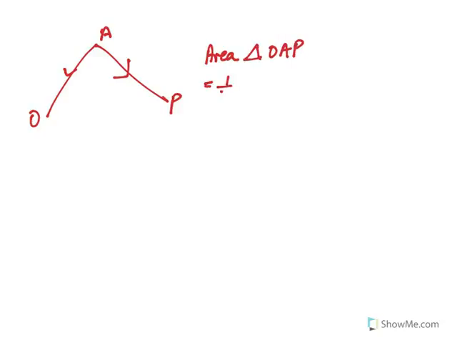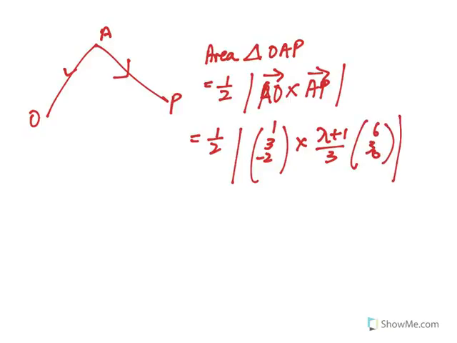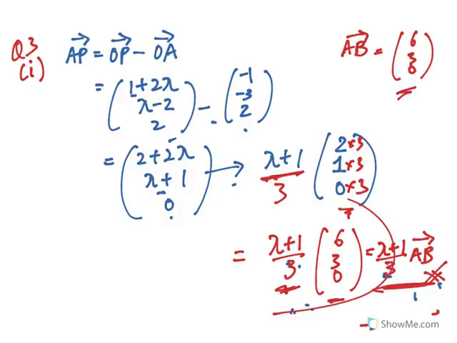We can take it as a half magnitude of AO times AP. Very quickly, let's compute this. AO would be the negative of OA, so it will be 1, 3, negative 2. And AP, as we have found earlier, is lambda plus 1 over 3, 630. Remember, just now we found this. Lambda plus 1 over 3, 630.